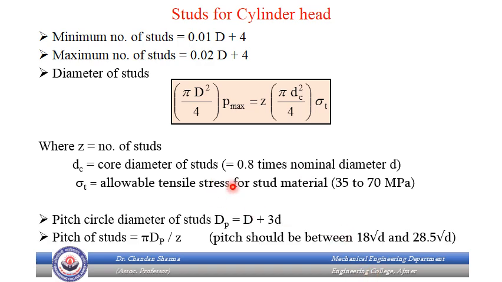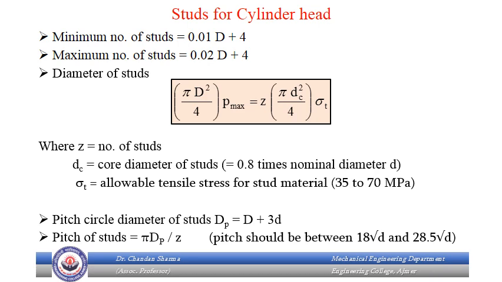Now remains pitch circle diameter of studs. dp is given by D, which is bore diameter, plus 3d, where d is diameter of stud. So pitch of stud will be circumference pi dp over number of studs. Pitch should be between 18 root d to 28.5 root d. We can find pitch of studs from this formula, and we must check that our pitch should lie between these two values.